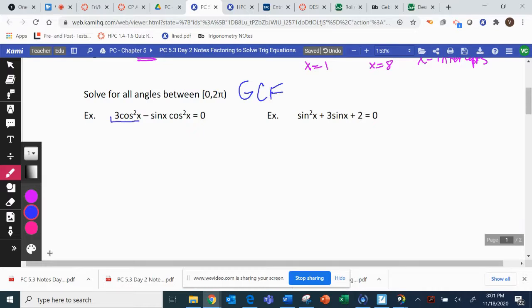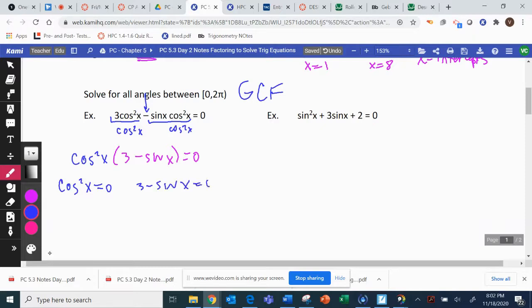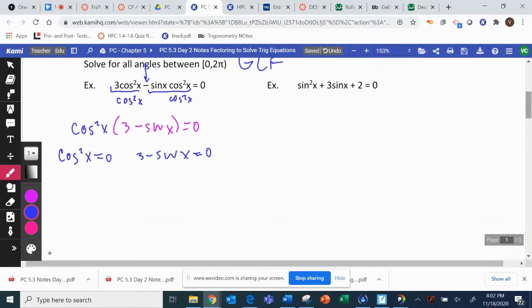So I'm looking at my two terms. Remember, terms are separated by plus or minus sign. And it looks like I have a greatest common factor of cosine squared x. So I'm going to pull out that greatest common factor. I'm going to be left with 3 minus sine x. Once it is in factored form, we can set each factor equal to 0. And we're going to solve for each factor.